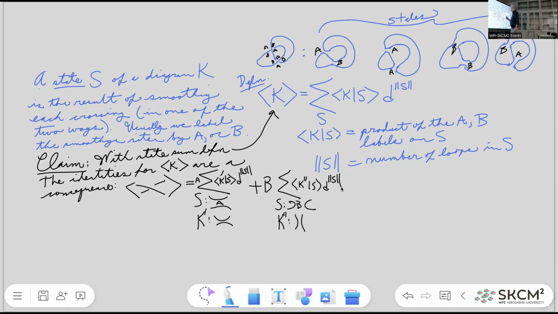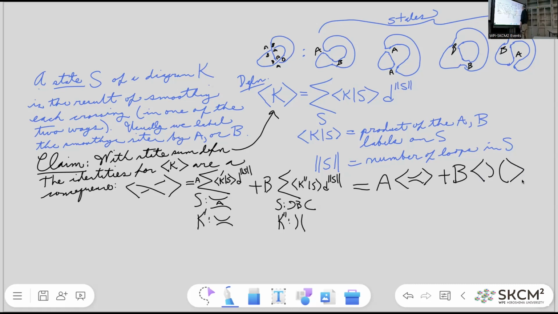Then I get a sum, in this case, over the smaller diagram, all its states, because the state of the smaller diagram is just smoothing all the rest of the crossing. Right? So then, if you write out what I have said, the logic is telling you the formula, because this is A times the bracket for this smoothing, and this is B times the bracket for this smoothing. So we're done. There's the identity.